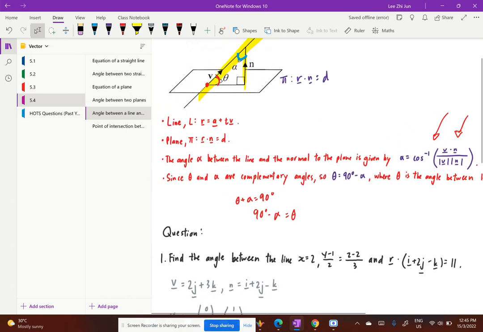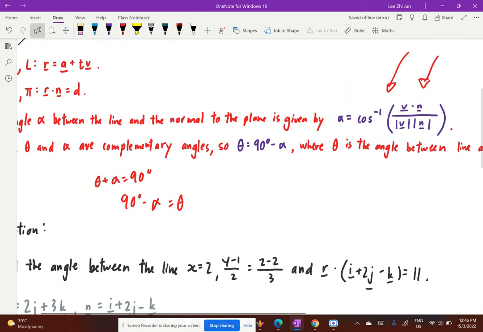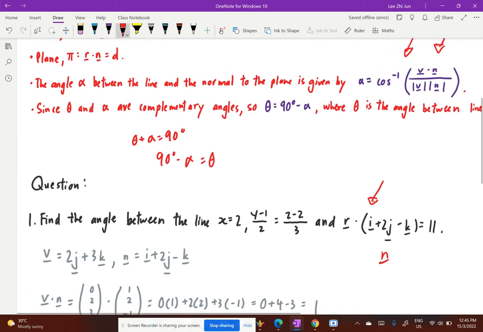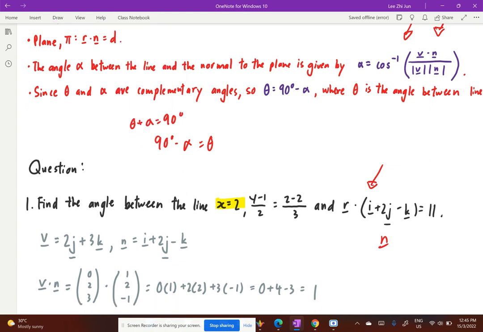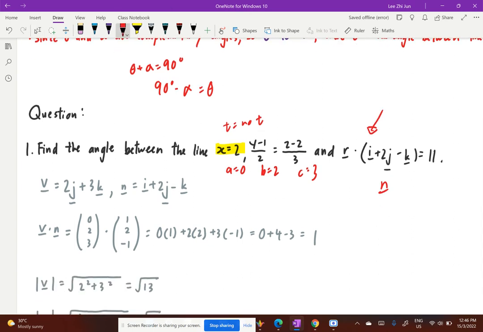Okay, so let's go to the question. First, find the angle between the line x equals 2, (y minus 1) divided by 2, (z minus 2) divided by 3, and this plane. This plane is i plus 2j plus k, this is the normal. So what is v? You see x equals 2, it cannot be written in Cartesian form because it does not have t, so I cannot get t out. So a equals 0, b equals 2, c equals 3. So the vector will be 2j plus 3k.